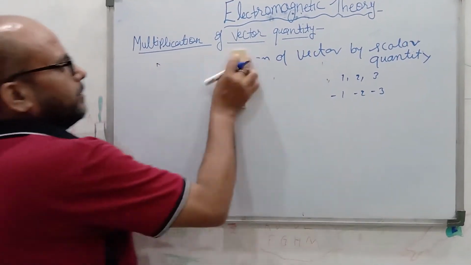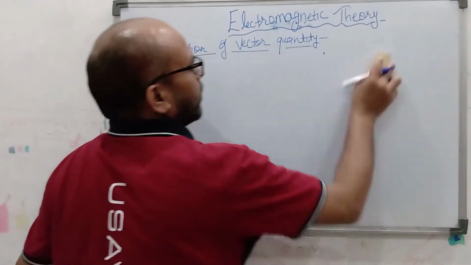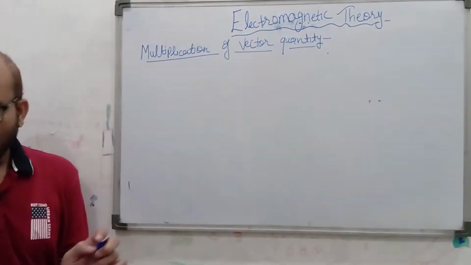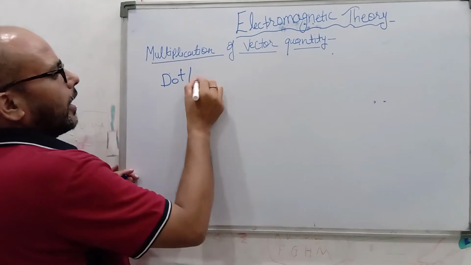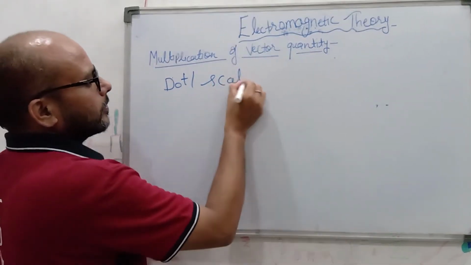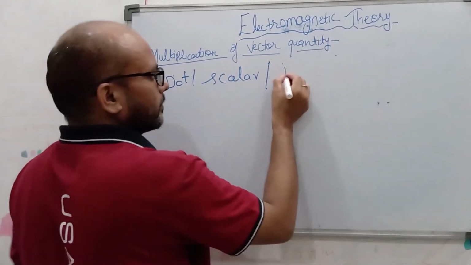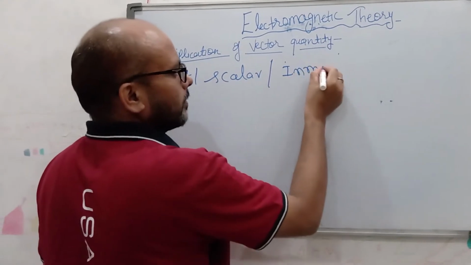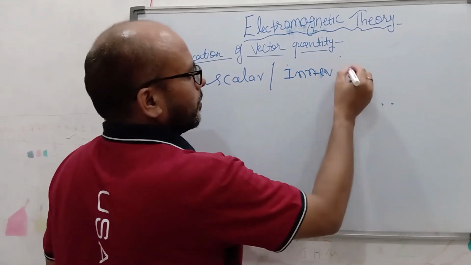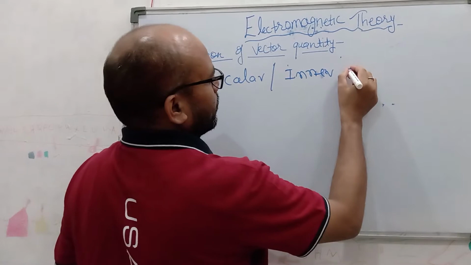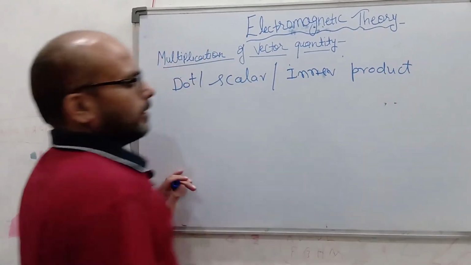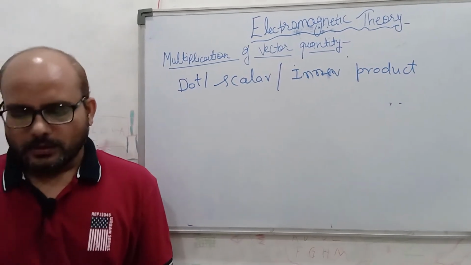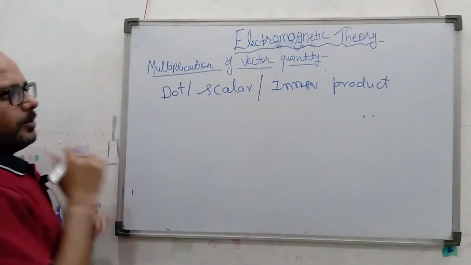And next is vector product. Vector product means two vector product, three vector product. So first is the dot product, or scalar, or inner product. Okay, inner product, right? So scalar product.